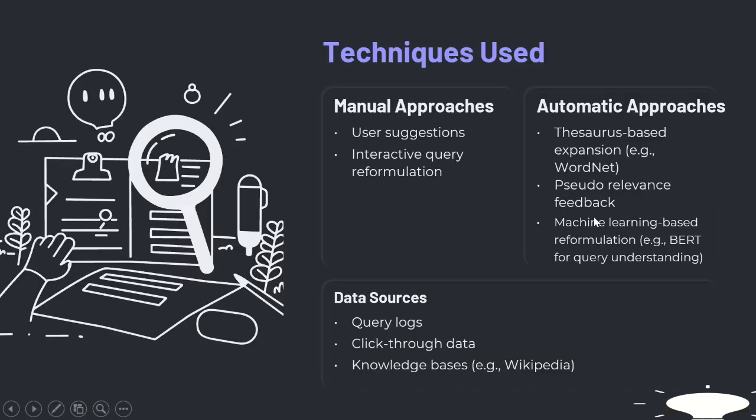Then the third is the most important one, I think: data sources, because all of these things rely on data. So data sources are most important. First, query logs. The query logs show what users have actually searched in the past, as the name suggests itself. Then second is click through data, which helps track the results users actually clicked on after they search something. The third is knowledge bases, for example Wikipedia or Google Scholar, all those.